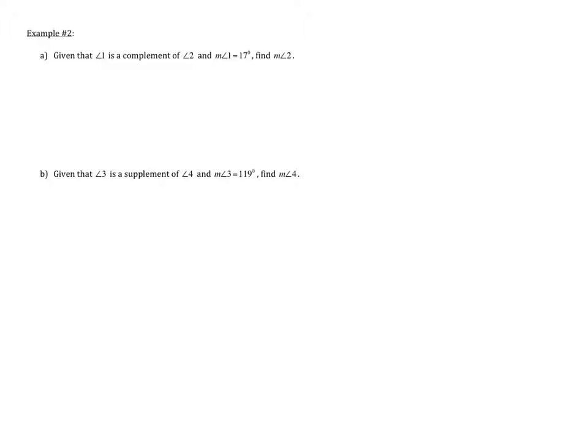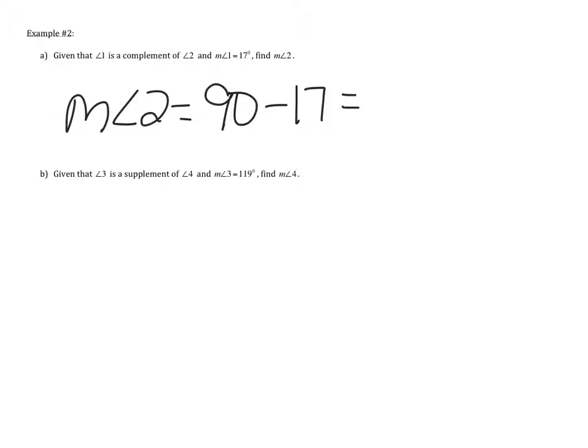So knowing that complementary angles add up to 90 degrees, in order to find the measure of angle 2, I would just take 90 degrees minus the 17 degrees that I was given for the measure of angle 1. 90 minus 17 is 73. So the measure of angle 2 is 73 degrees.